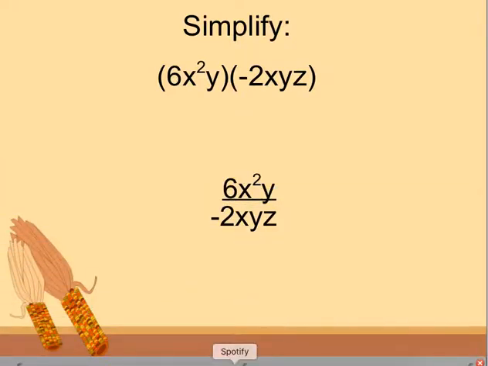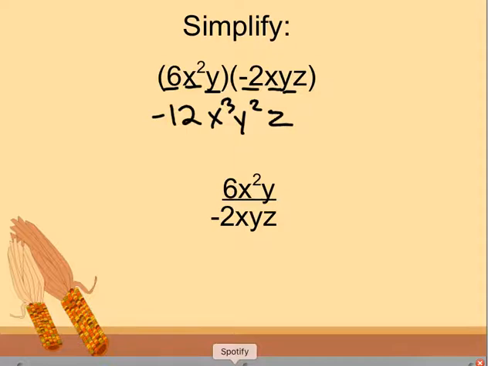So let's look at some other examples and simplify some things here. All right, well, if we are simplifying, remember, I'm going to multiply together things that are similar, that have similar variables or numbers. So I can multiply together the 6 and the negative 2 to get negative 12. I can multiply the x squared and the x to get x to the third, the y and the y to get y squared, and I can multiply by z.